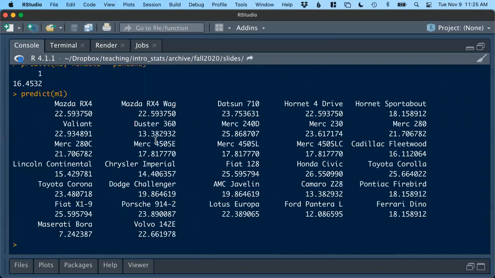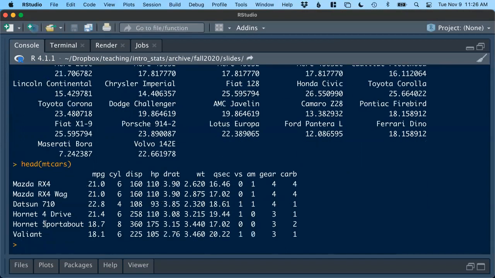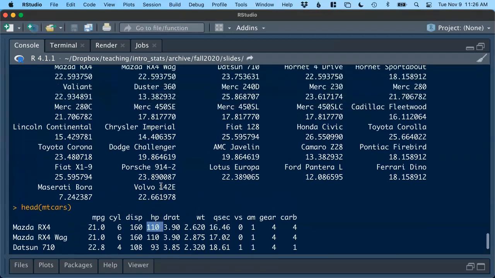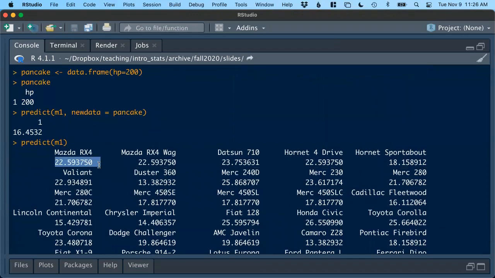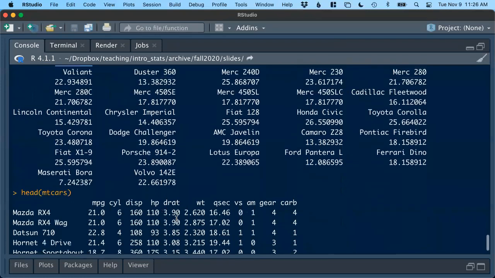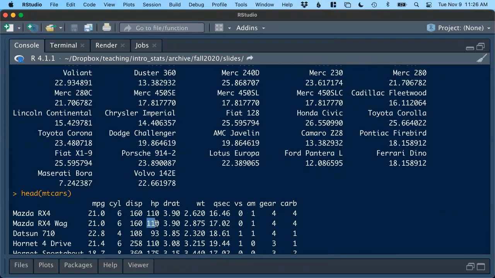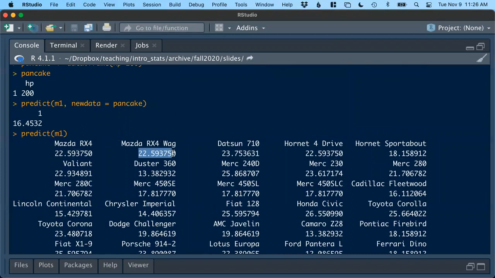Now, if I just do predict M1, it's going to run over the observed data. So it runs predict over every single row of the original data, and those data are labeled, so it's going to give it to us for each name of the car. If we look at head of mtcars, we'll see that this matches. Mazda RX-4 is the first one. We can see that the HP is 110 on that. And so for a 110 horsepower car, it's going to predict 22.6 miles per gallon. For the RX-4 wagon, it's also a 110 horsepower car, so it's going to predict exactly the same thing.